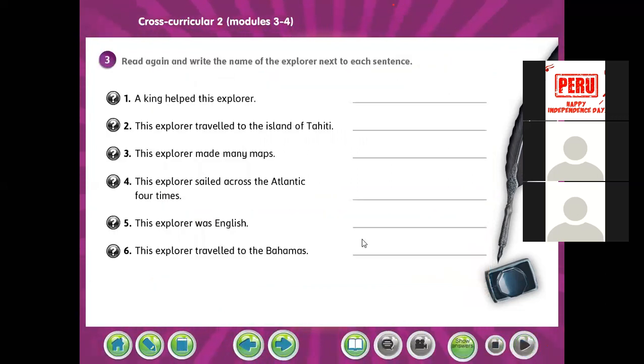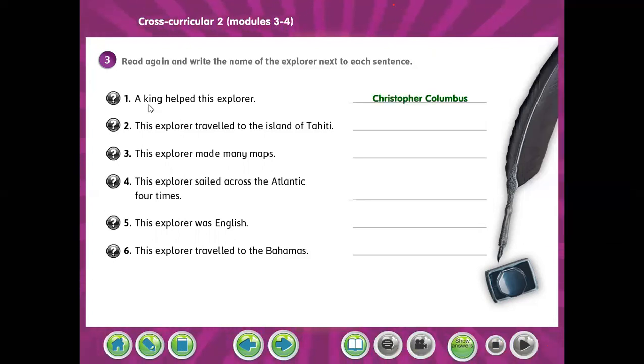Now, please, very fast. We are going to finish with this part, okay? Let's complete with the names. Christopher Columbus or James Cook. A king helped this explorer. Emmanuel, tell me, who? Christopher Columbus or James Cook? Christopher Columbus. Yes, we know, no? Christopher Columbus asked the help of the Spanish king.